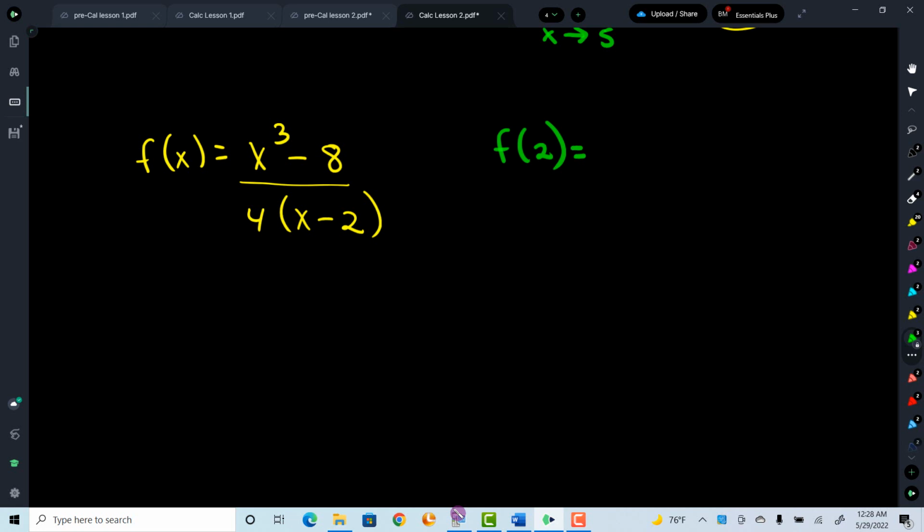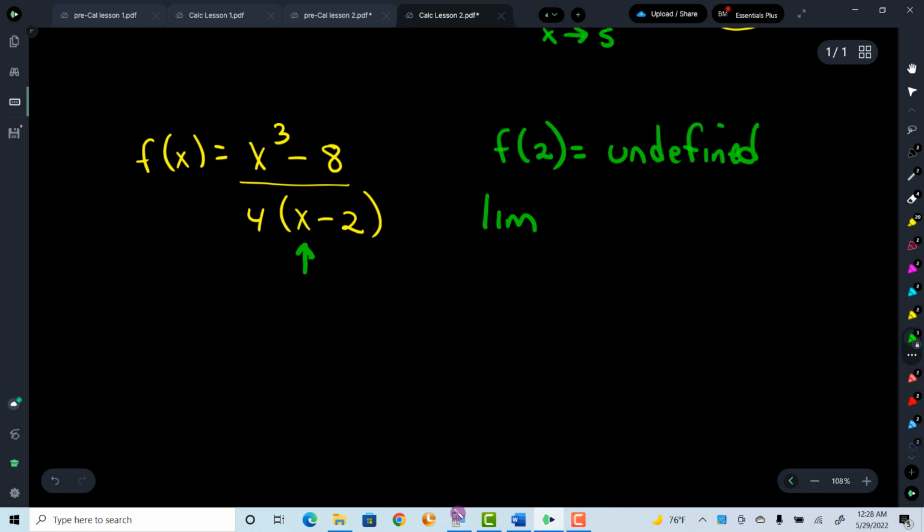Well, f of 2 is going to be undefined, right? Because if I put a 2 in here, it's undefined in the denominator. I'm going to get a 0 there, okay? So let's now look at the limit as x approaches 2 from the left. And let's look at the limit as x approaches 2 from the right. And let's see what's going on.